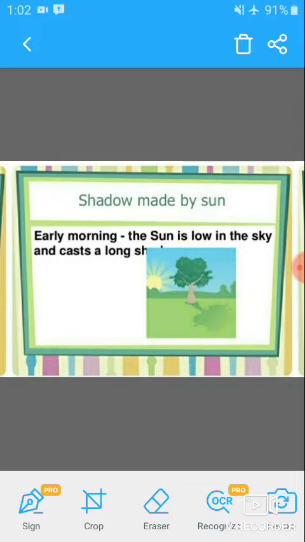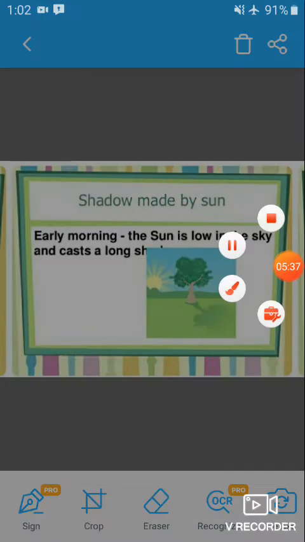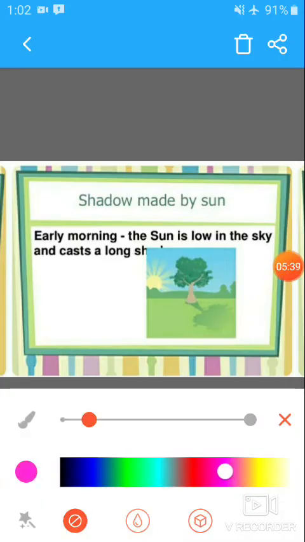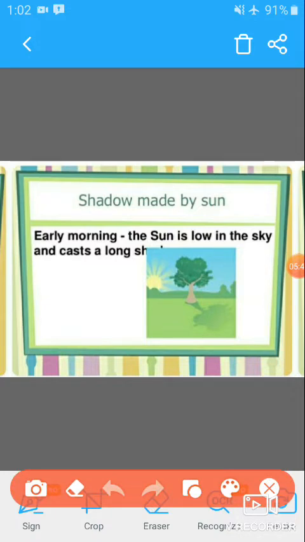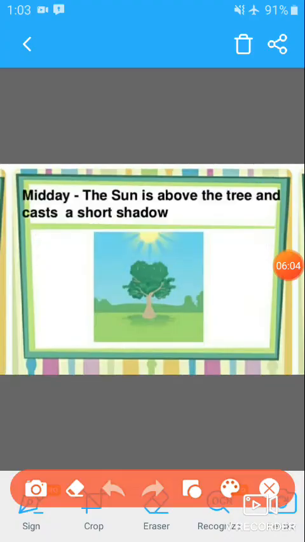In the early morning, the sun is low in the sky and casts a long shadow. Look at the shadow of a tree. The shadow of the tree is long. The position of the sun is low in the sky in the early morning. So in the morning, the length of the shadow is long.